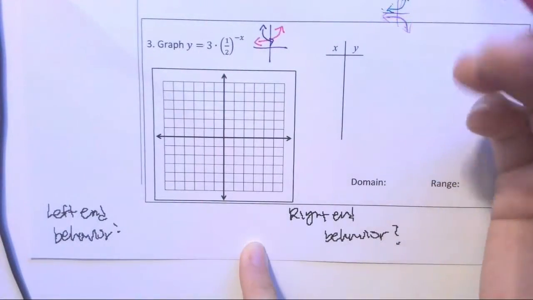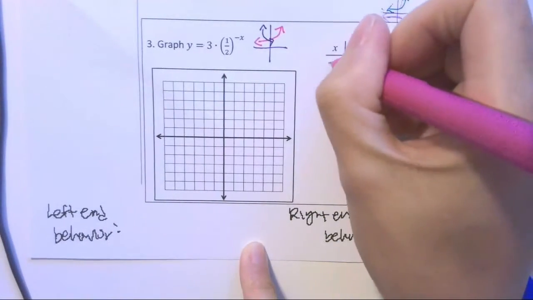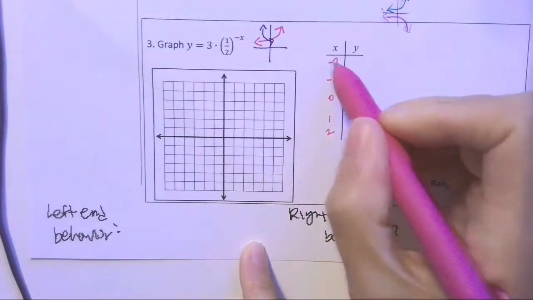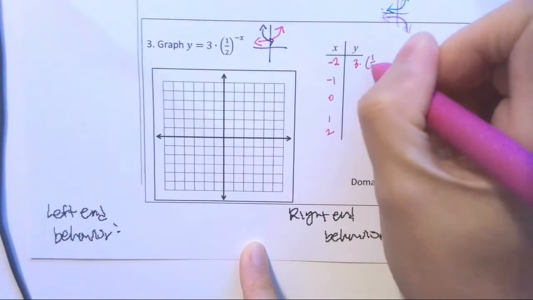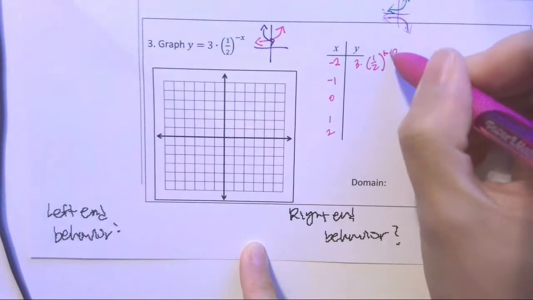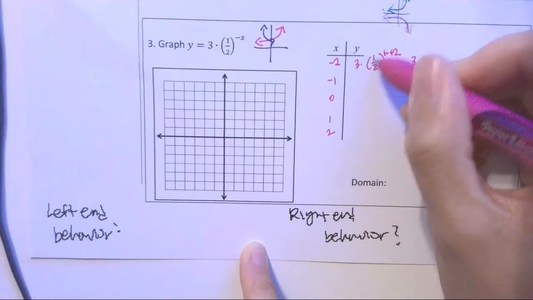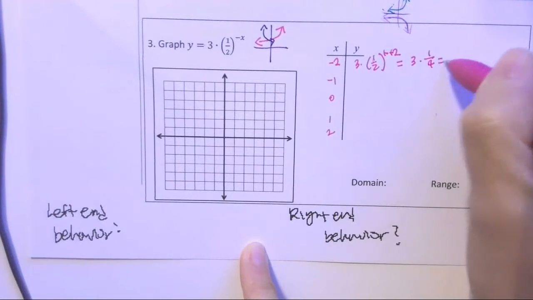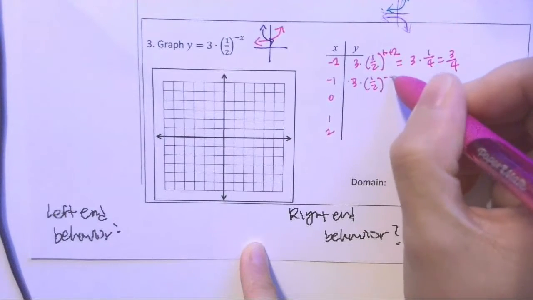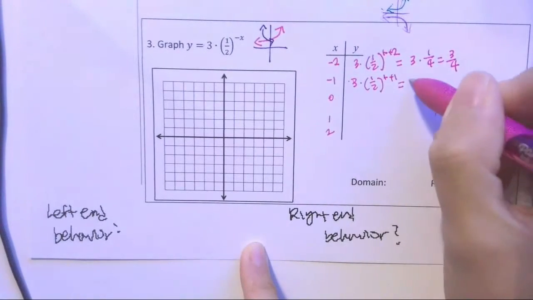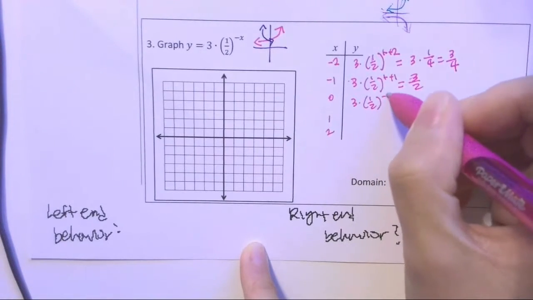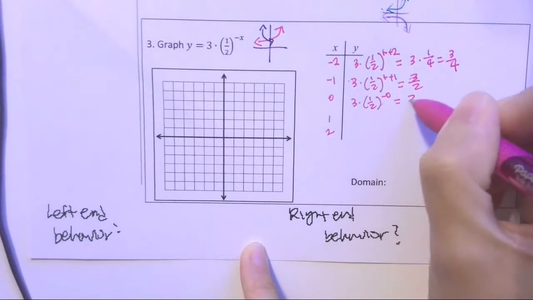So now let's go ahead and plot the points. Let's try a few: -2, -1, 0, 1, 2. Take -2 and plug it in. 3 times half raised to the negative second power. So what do I get? 3 times half to the negative second power is 3 times 4, which is 12... -1, I get 3/2. 0: any number to the 0 power is 1, so I just get 3.